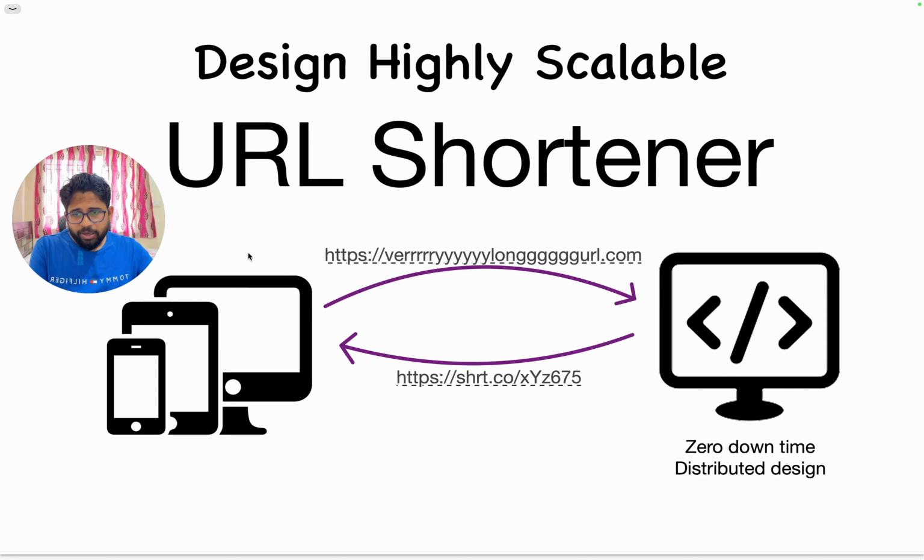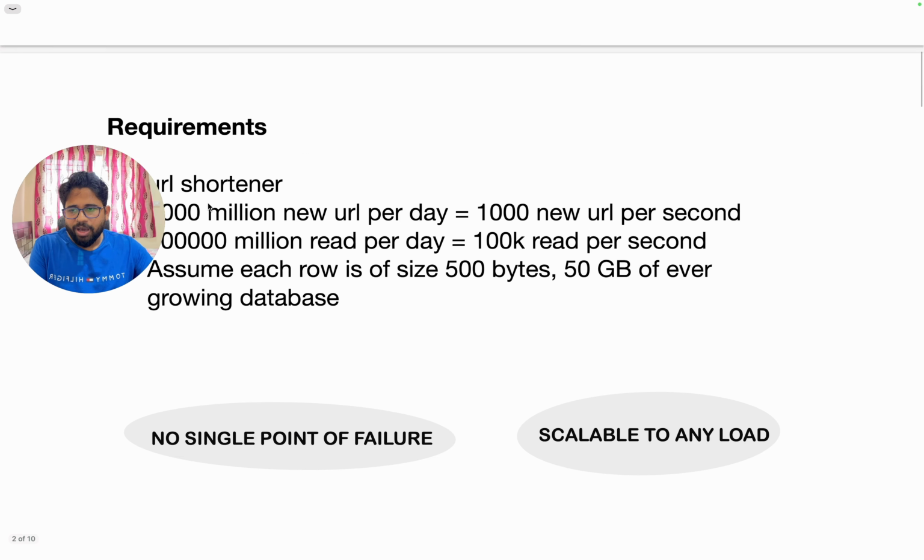This is the overall requirement, that we have a very long URL and we want a very short URL in return. And the core requirement is that the backend should never go down. It does not matter how much load the system gets, it should never go down. This is the overall requirement.